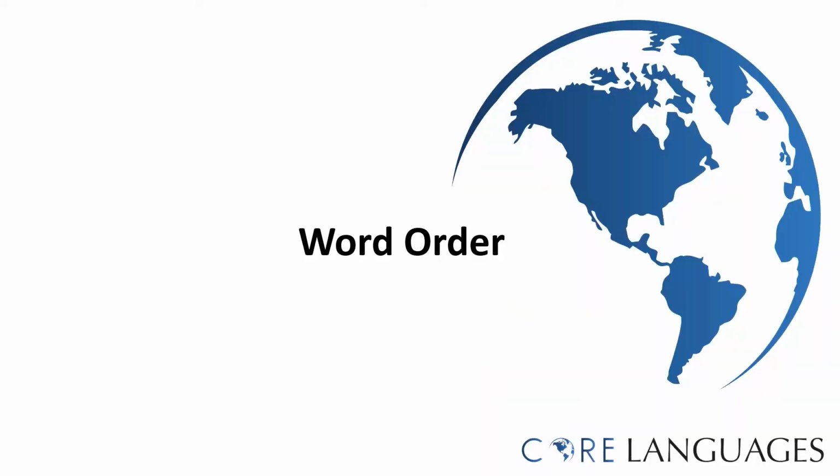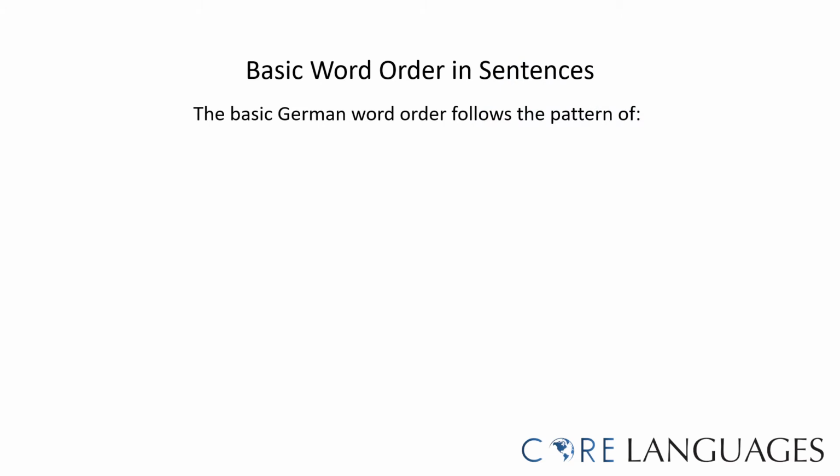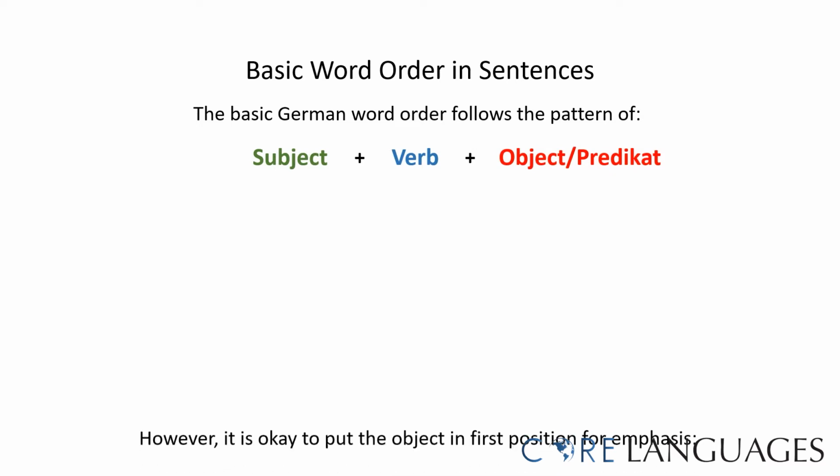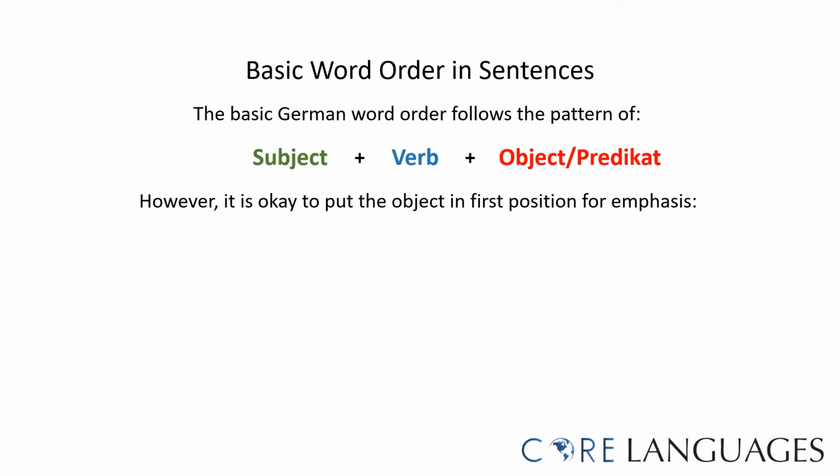Word order. The basic word order in German sentences is the same as the basic word order in English sentences, which is subject, verb, and object or the predicate. However, in German, we can also put the object in the first position of a sentence for emphasis. This will change the word order to object, then the verb, and then the subject. This is inverted word order.